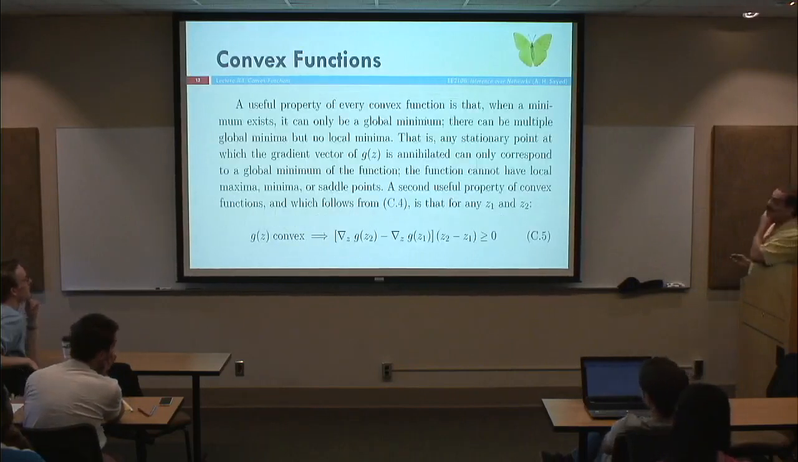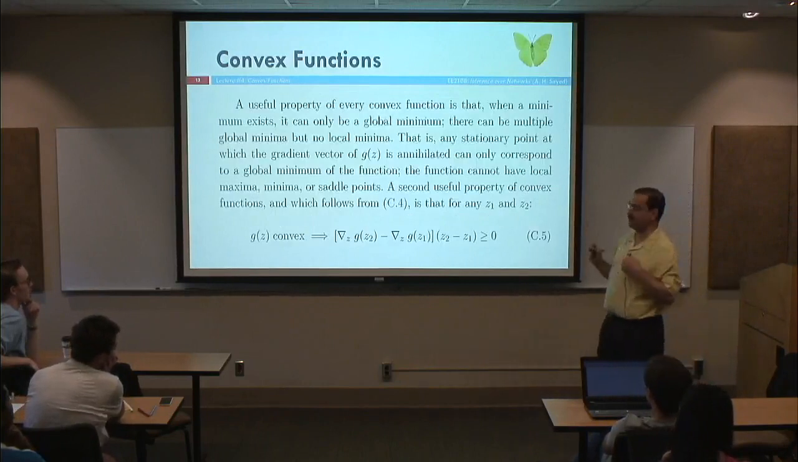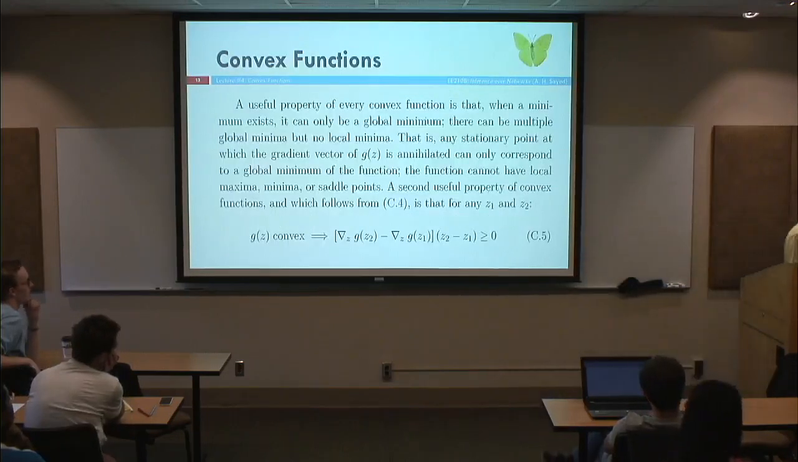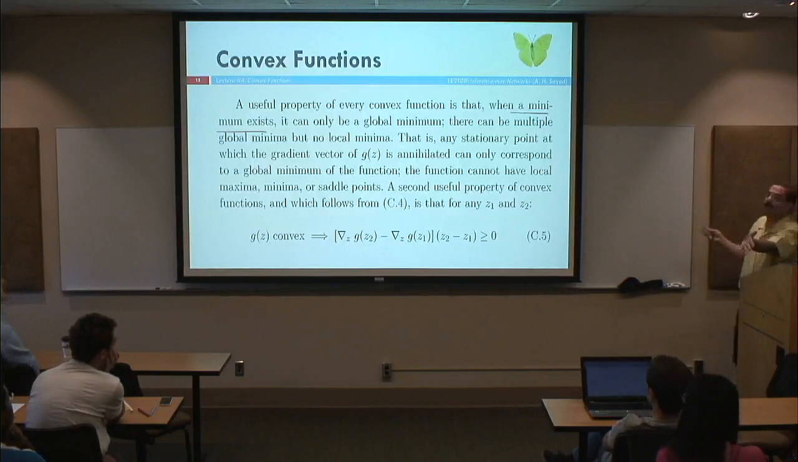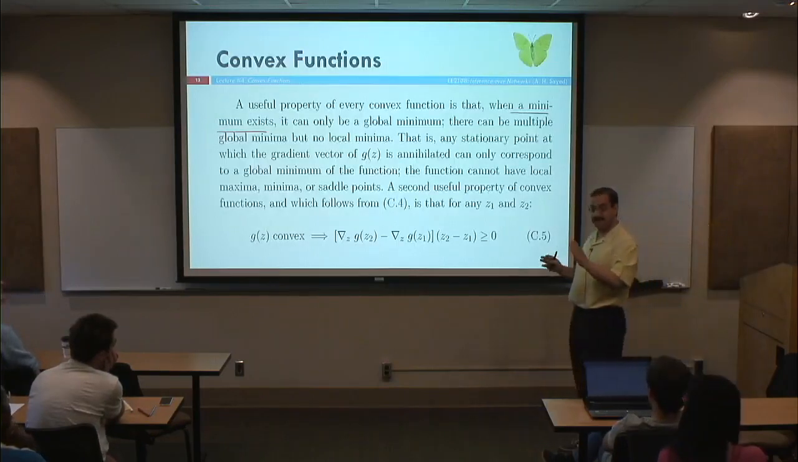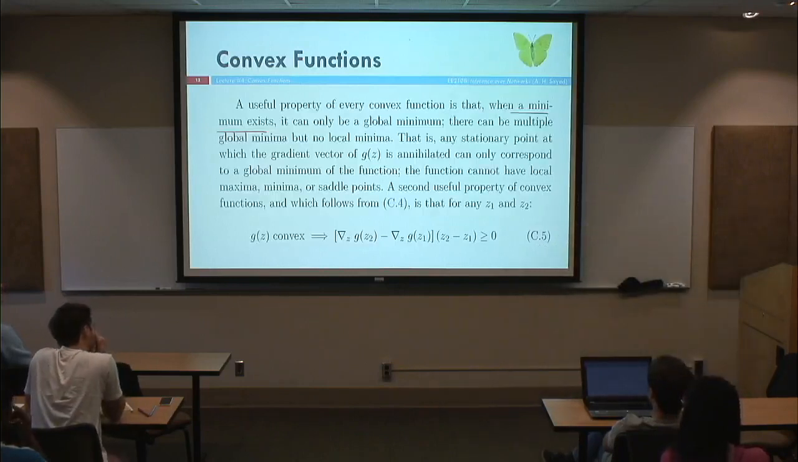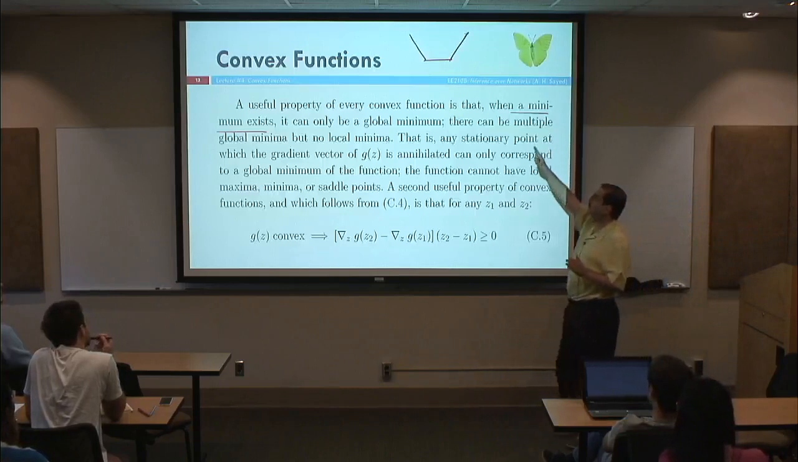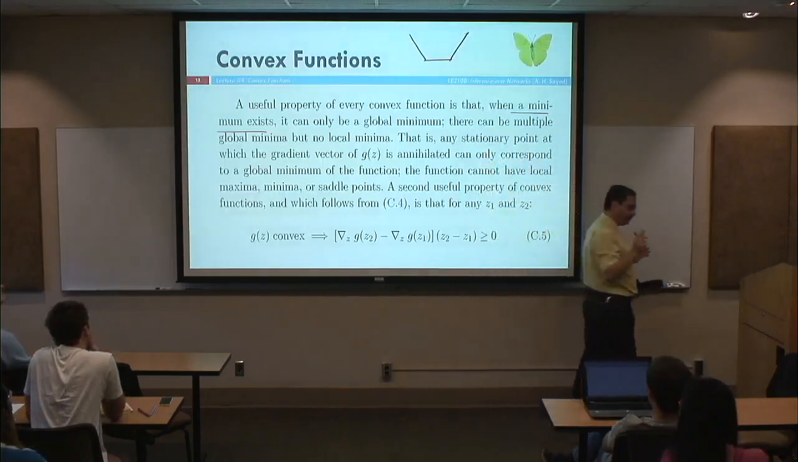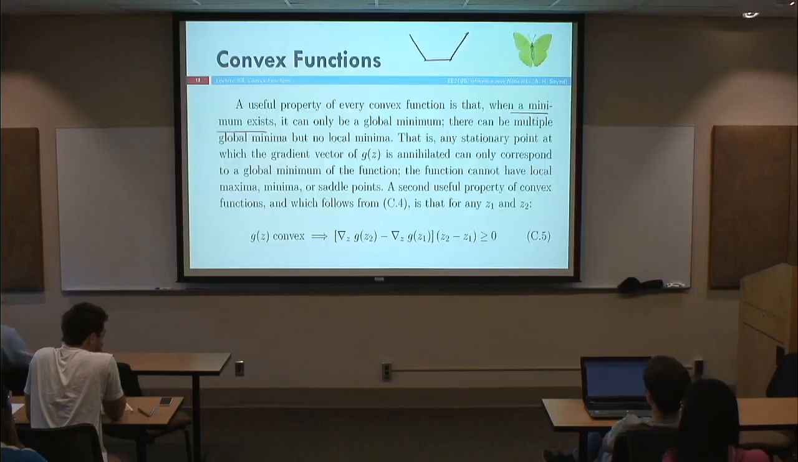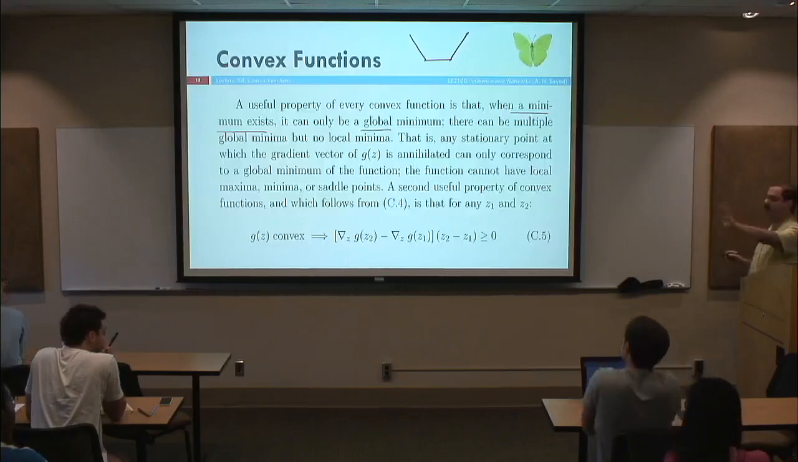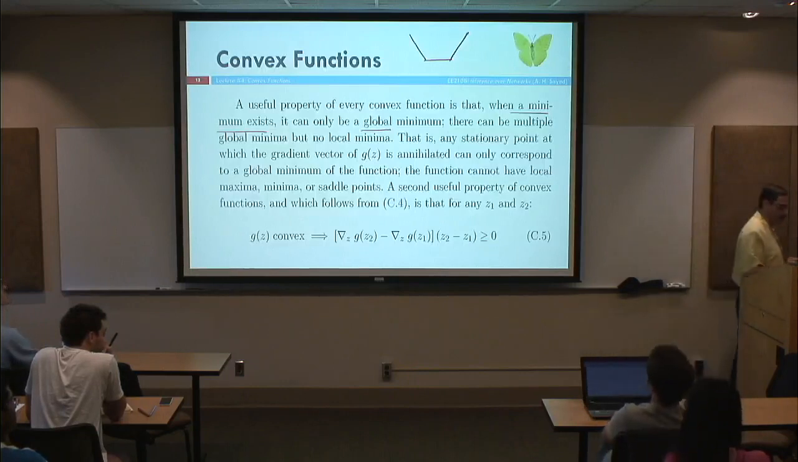Now, why are convex functions so useful? Because of this property: if a convex function has a minimum, it can only be a global minimum. It doesn't need to be unique. For example, this is a convex function, and it has multiple global minima. So if it has minima, the minima have to be global. You cannot have local minima, local maxima, or saddle points. Very good. So this is one property of convex functions. I'll have more to say about this later.